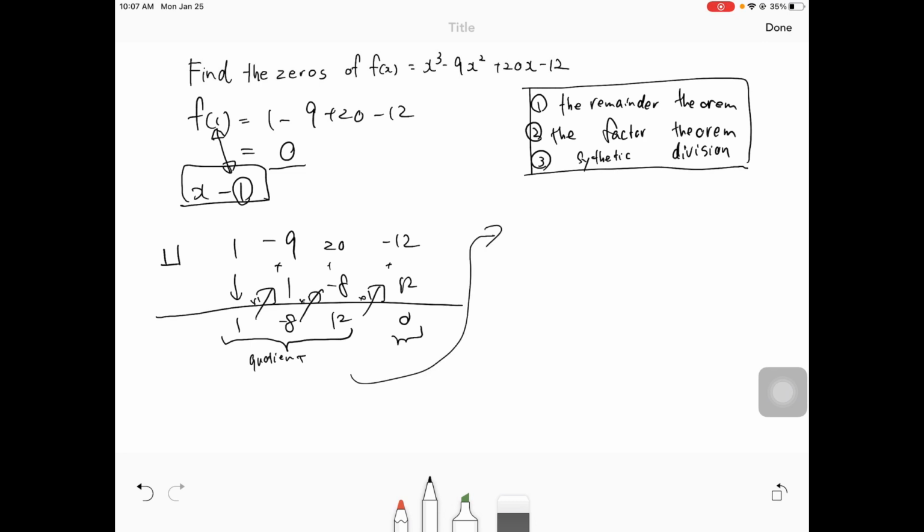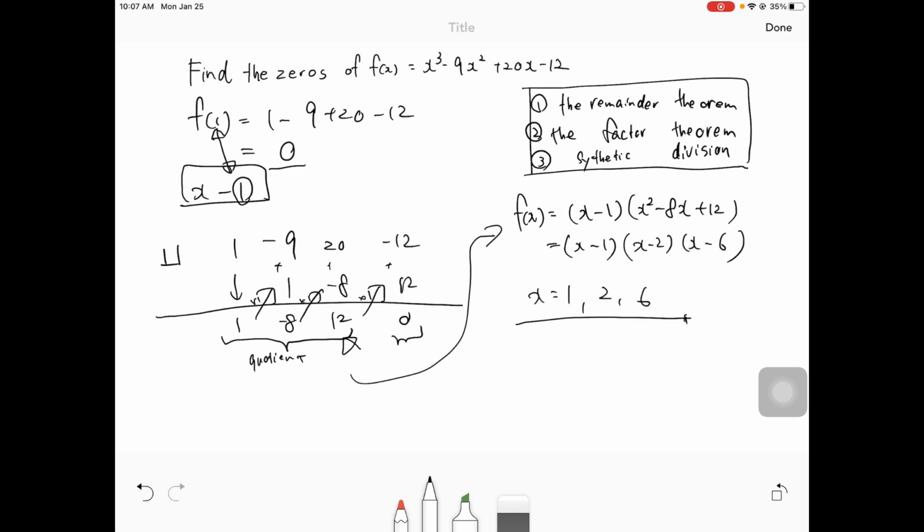Okay, so now you got f of x equals x minus 1 times the quotient x squared minus 8x plus 12. But you can still factor it, which is x minus 2 times x minus 6. Now you finished factoring this function. Then you can find zeros. x equals 1, 2, 6. These are the zeros. Okay? That's how you solve this question.